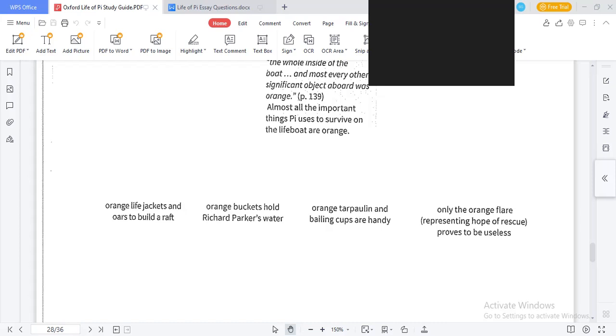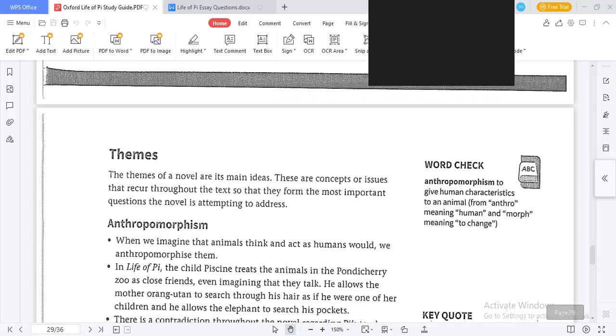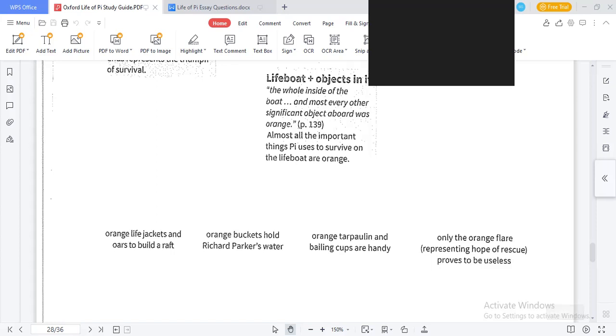Then there's the orange buckets, which hold his water. Then there's the tarpaulin and the bailing cups. Obviously, they come in handy with the training. And then there's only the orange flare representing hope of rescue, which proves to be useless. Oh Lord. You have a whole essay on orange, can you believe it? I hope you get this type of question.